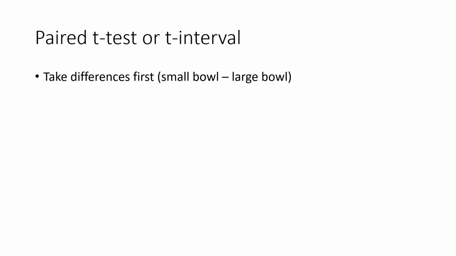To find a theory-based p-value or confidence interval for paired data, we'll use a paired t-test or a paired t-interval. Our strategy here will be to first take the differences. In this study, we'll take the number of M&Ms from the small bowl minus the number of M&Ms from the large bowl for each person.